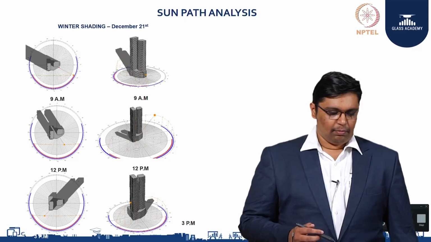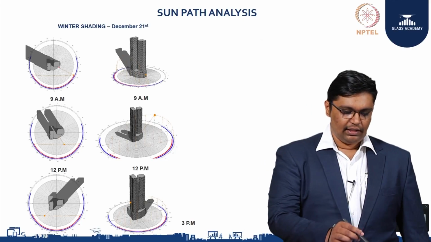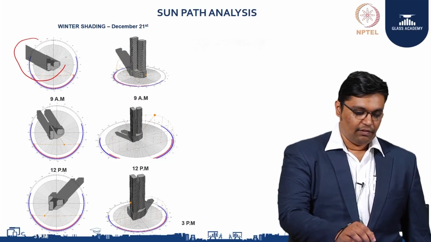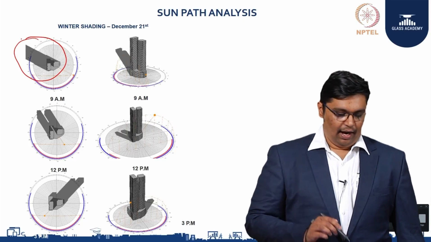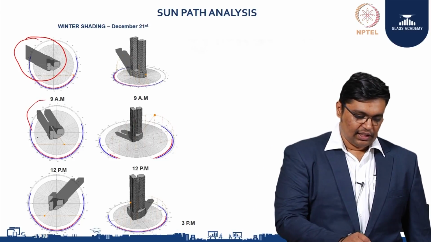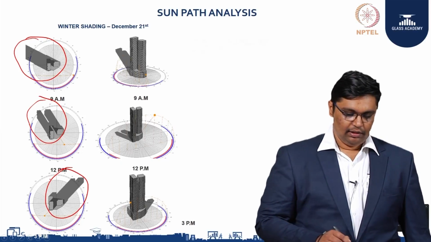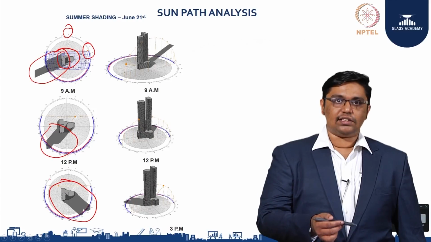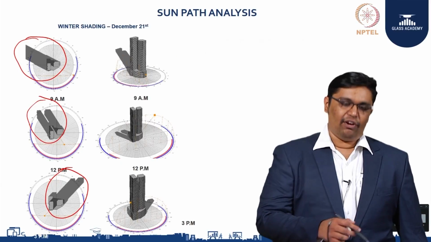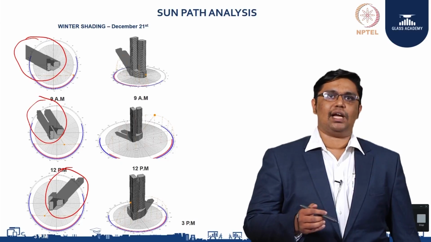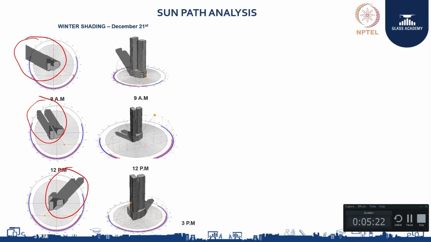This is during the winter months. Here you can see that during the mornings, your northwest gets shaded, and at noon also the northwest, and during the evening your northeast gets shaded. This is quite different from your summer months. From this we can understand at which month, which face of the building is getting maximum radiation, etc.